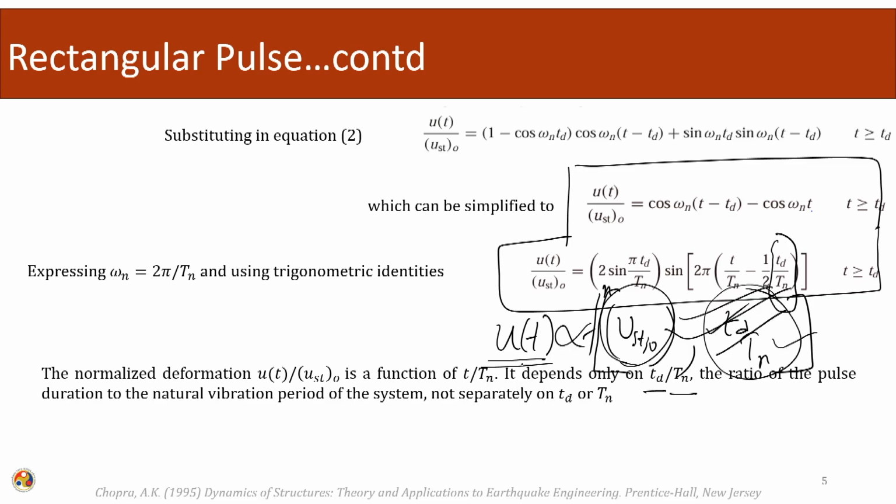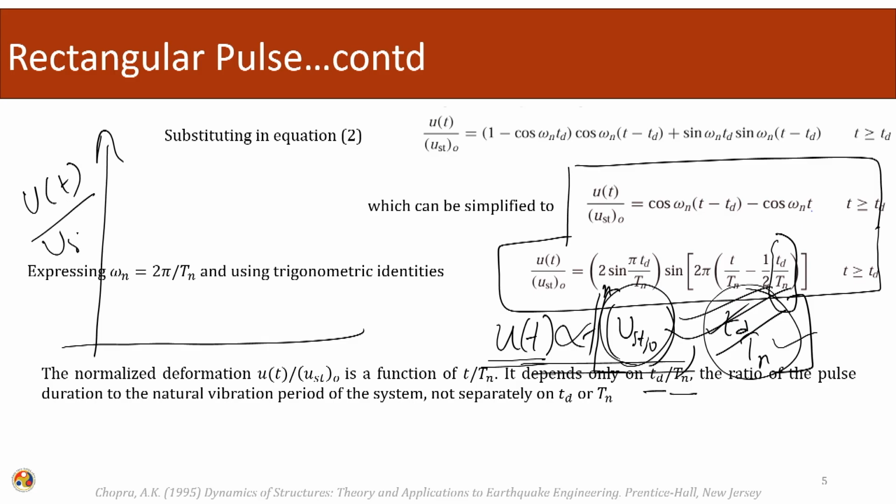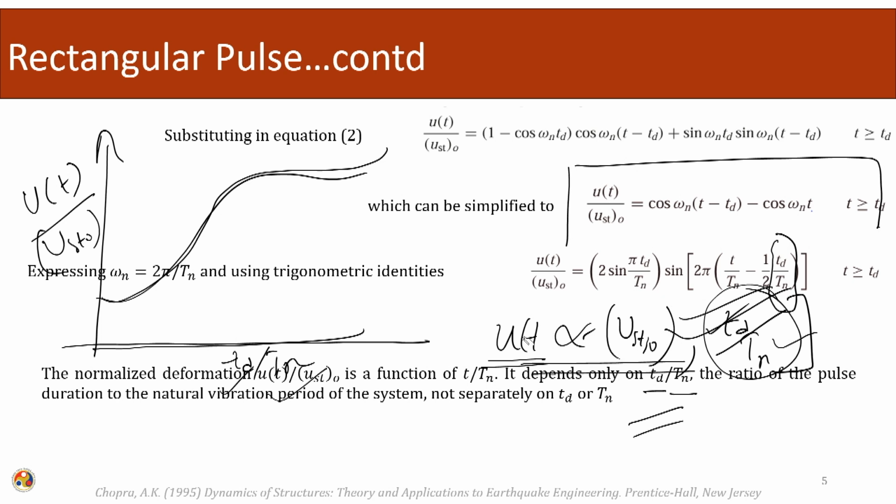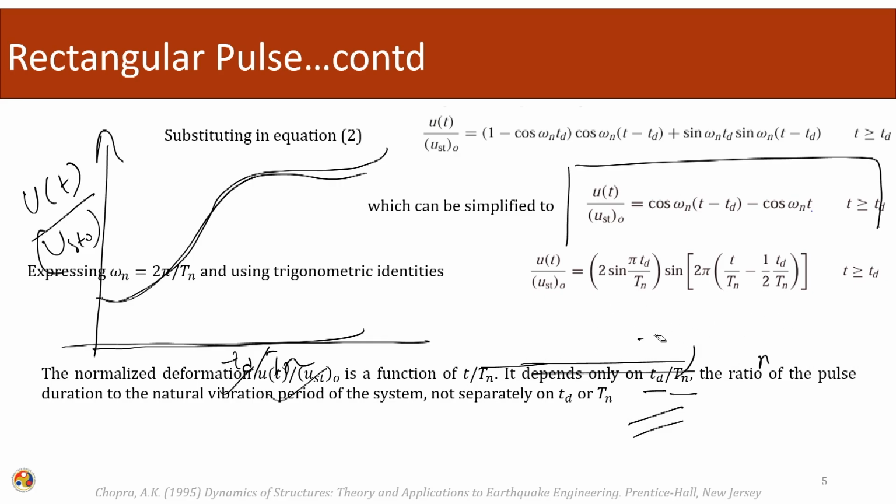So the entire thing we can draw like this. What we can do is represent u(t) over u_st0 as a function of td divided by Tn. So for different ratios of time duration of loading and the frequency of the system, we can represent it using this curve. And this curve we can use as a design curve. And in order to obtain this curve, what we need to do is calculate the maximum response of the system.